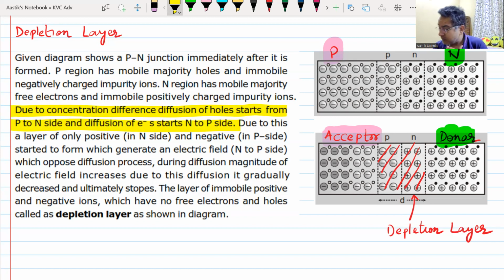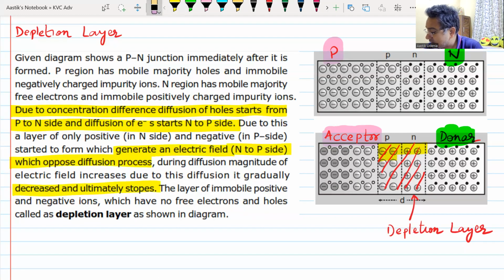Now because of this diffusion of electrons, there would be an electric field generated from the n side to the p side, which opposes this diffusion process. Now what happens because of this opposition? This diffusion ultimately stops, and it gives rise to a region, this yellow region.